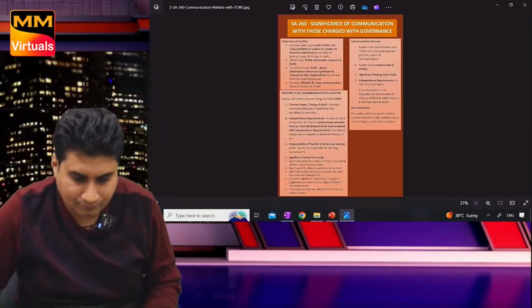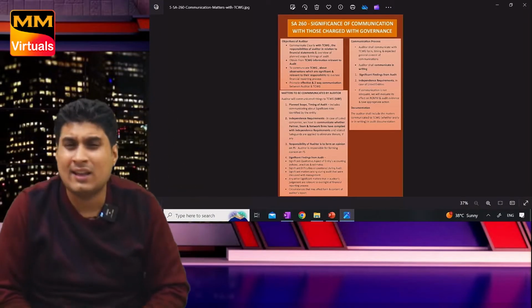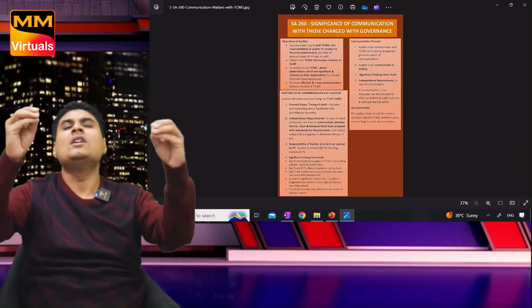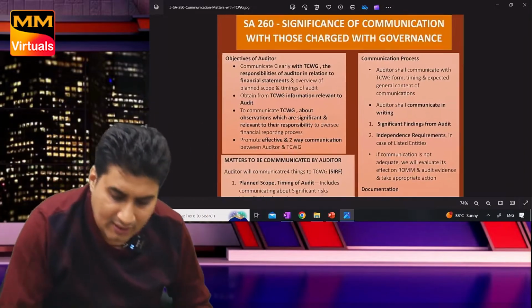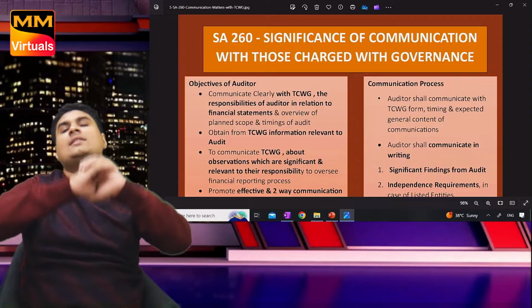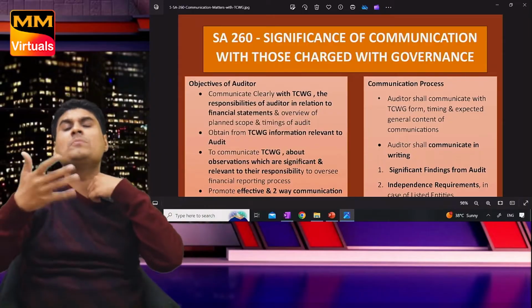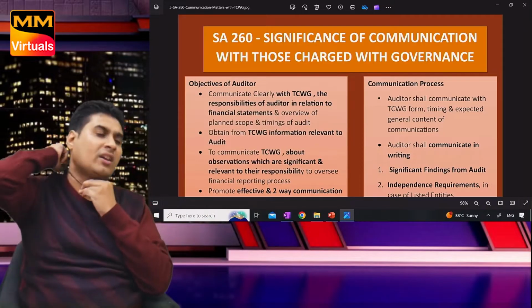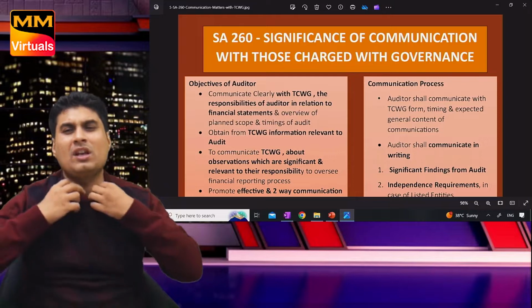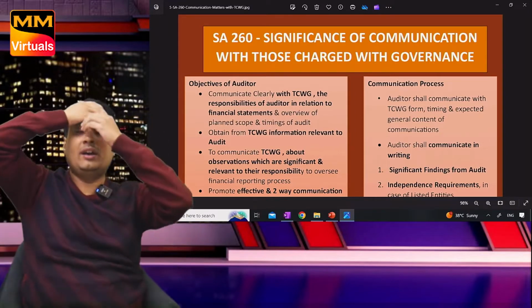Come here. 3 new standards, but all 3 very easy. A 5 minute standard, super easy. Concentrate. Significance of communication with those charged with governance. This standard purely tells us why the auditor needs to communicate with those charged with governance. What's the meaning of communication? Why should you communicate at all with TCWG?